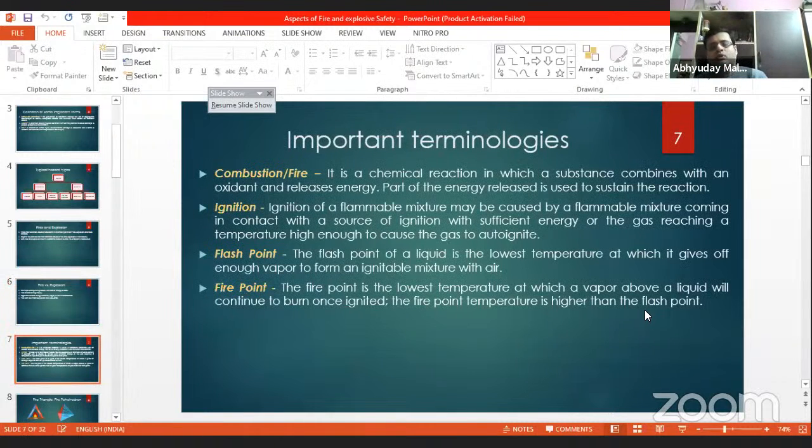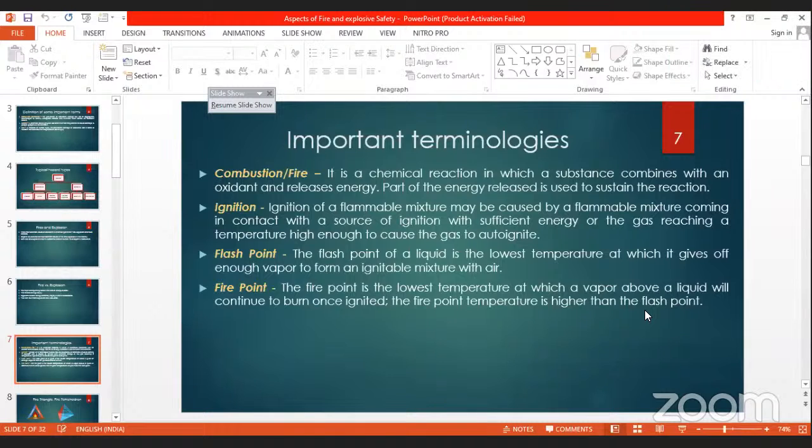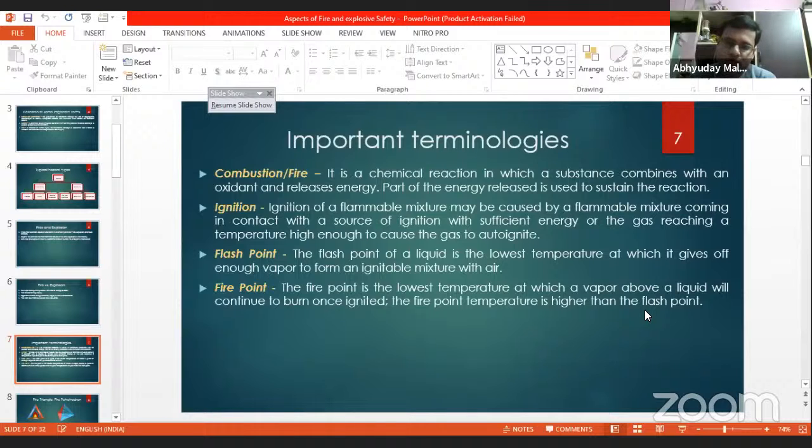Now, regarding fires and explosions, some terminologies are going to be important. Combustion or fire is a chemical reaction where a substance combines with an oxidant and releases energy. This is known to, I think, all of you. Part of this energy that is released sustains that reaction, that is the combustion reaction. Ignition of a flammable mixture is caused by the mixture coming in contact with an ignition source with sufficient energy. That means ignition is the sparking or the starting of the combustion reaction. Without a source of ignition, you cannot have a combustion or a fire.